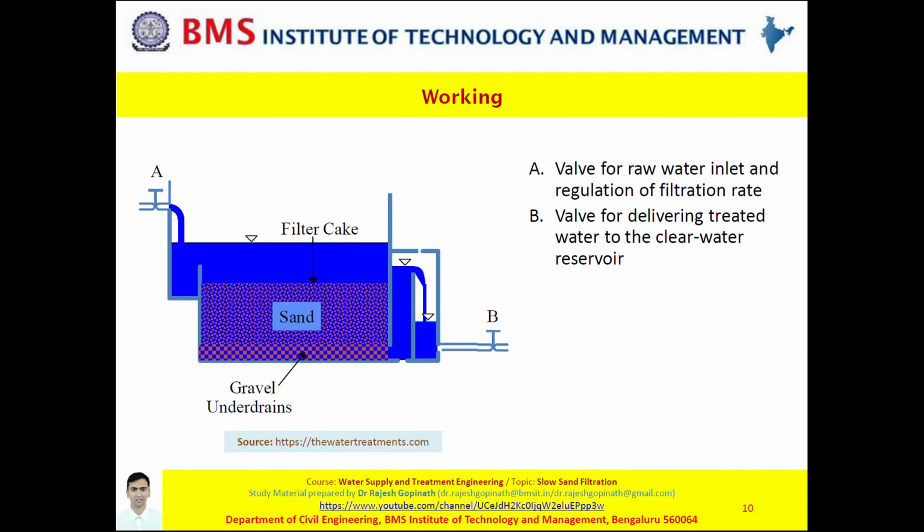This is a very simple diagram to enable better understanding of how a slow sand filter functions. Slow sand filter in this case is perhaps the most simplest among all other filters. As you can see, it has only two valves, the inlet valve and the outlet valve. Inlet valve is which permits the raw water which needs to be filtered, and outlet valve is the one which delivers or takes out the water which has been filtered. As you can see, your filter does contain the under drains, it contains the base media, the filter media and so forth.